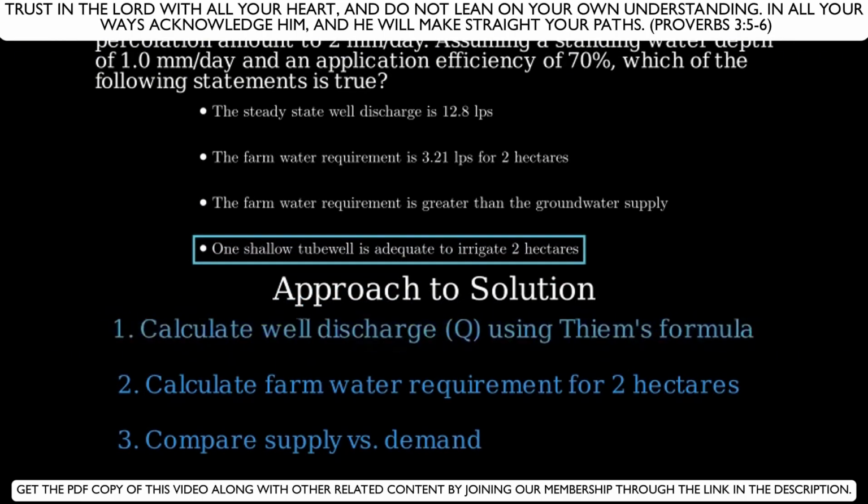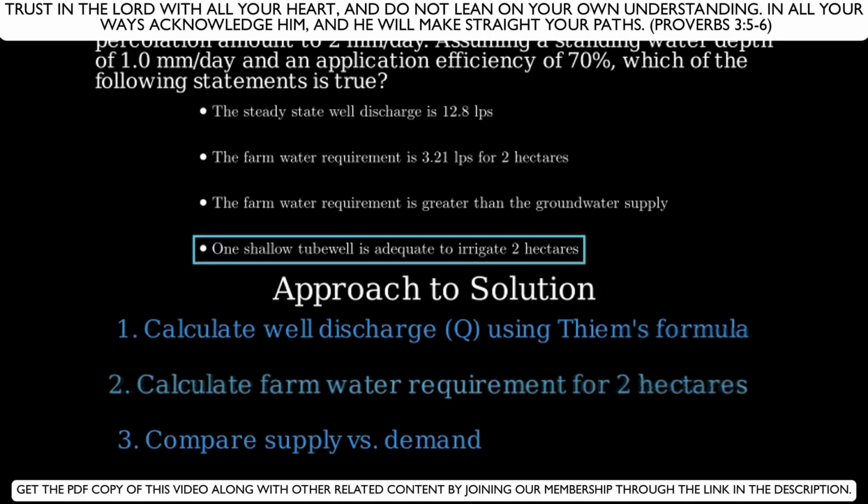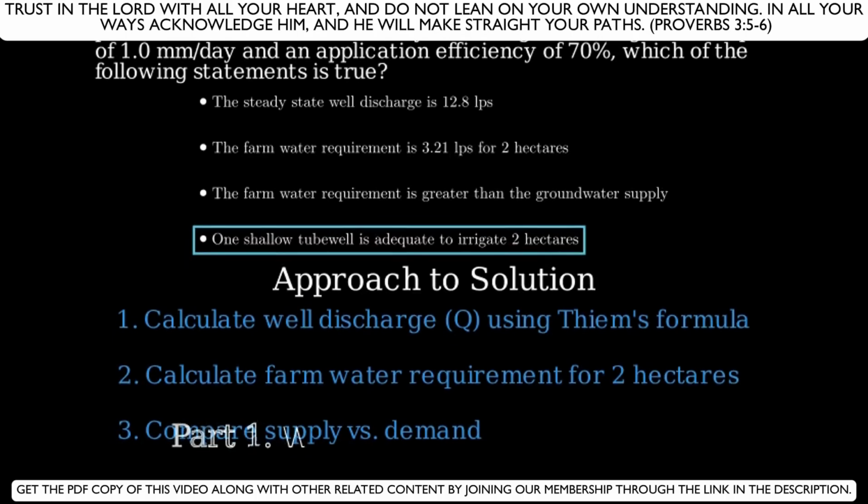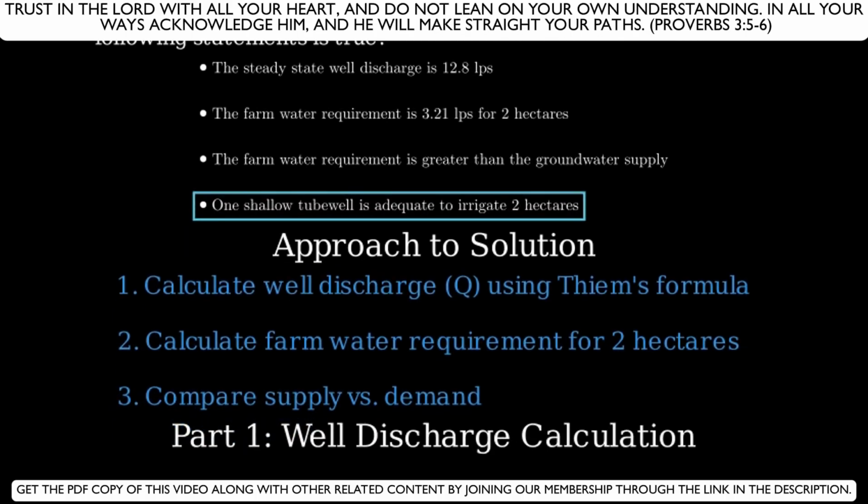First, we'll calculate the steady-state well discharge using Thiem's formula for a confined aquifer. Second, we'll compute the daily irrigation demand for 2 hectares, which includes land preparation requirements, various water losses, and application efficiency. Then we'll compare these values to determine if the statement, "one shallow tube well is adequate to irrigate 2 hectares," is true. Let's start with part 1, calculating the well discharge.